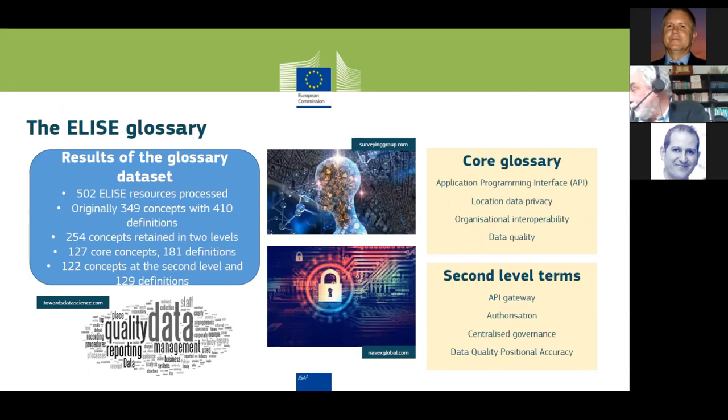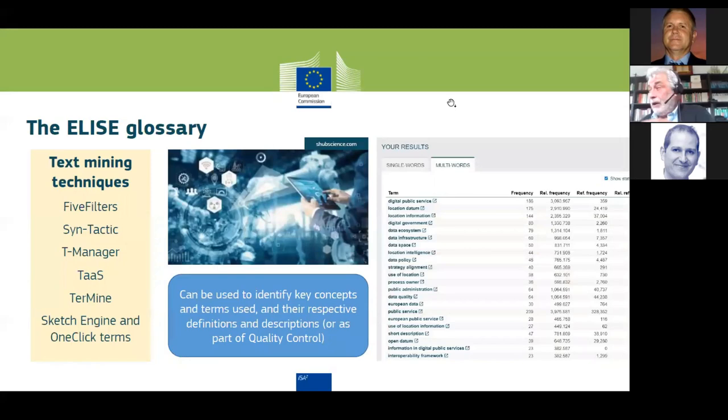One example I pick out of it is the application programming interface. Everyone knows it, API. At the second level, you have a related term, API gateway, as an example. The second example is location data privacy as a more generic concept, and as a sub-concept for AAA mechanisms is the authorization aspect, for example. So in total, these 250 plus concepts have been collected in the glossary.